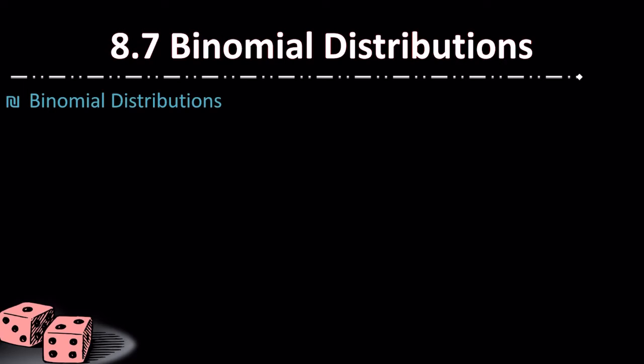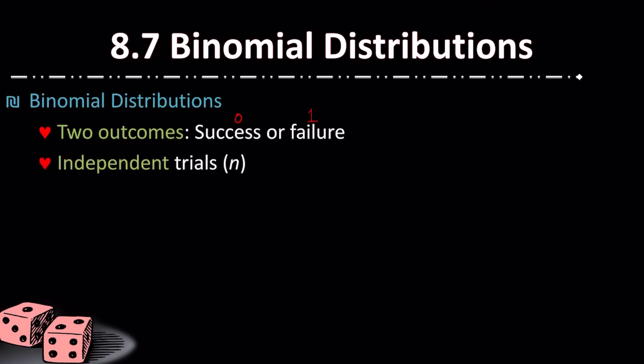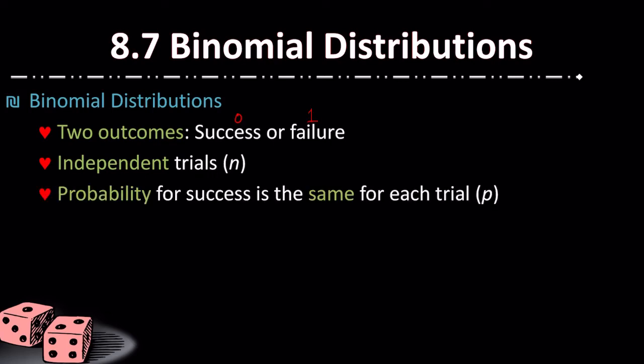So those are just general probability distributions, but there's a special type that is actually very, very common called a binomial distribution. Binomial is called that because there are 2 outcomes, so 2 numbers: success or failure, or if you like, 0 or 1. We have independent trials, so it's done multiple times. And the probability for success is the same for each trial.